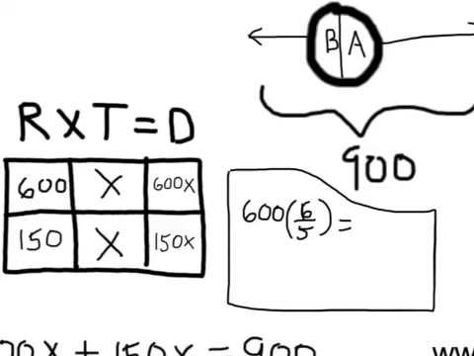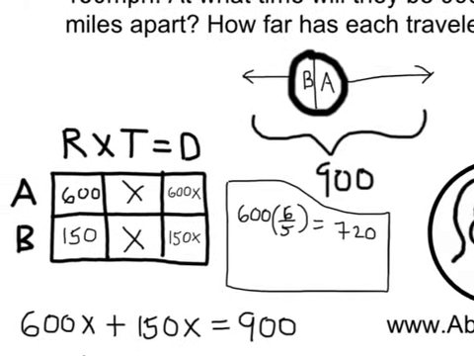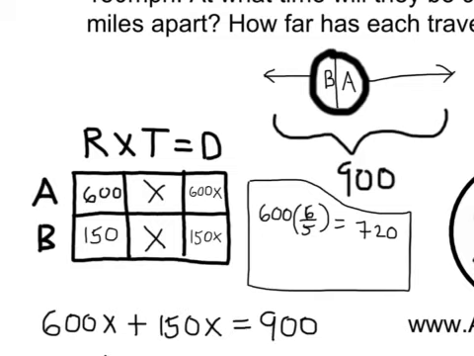Now, what does that equal? Well, that would end up being 720 miles. And there's actually a couple things we could do here, but let's just keep it simple and stick with the same process. We've got 150x. Again, the x is 6/5, so if we want to know how much distance plane B traveled, we'll be doing 150 times 6/5 for the exact same reason. So we go ahead and do that. 150 times 6/5, and that would equal 180.